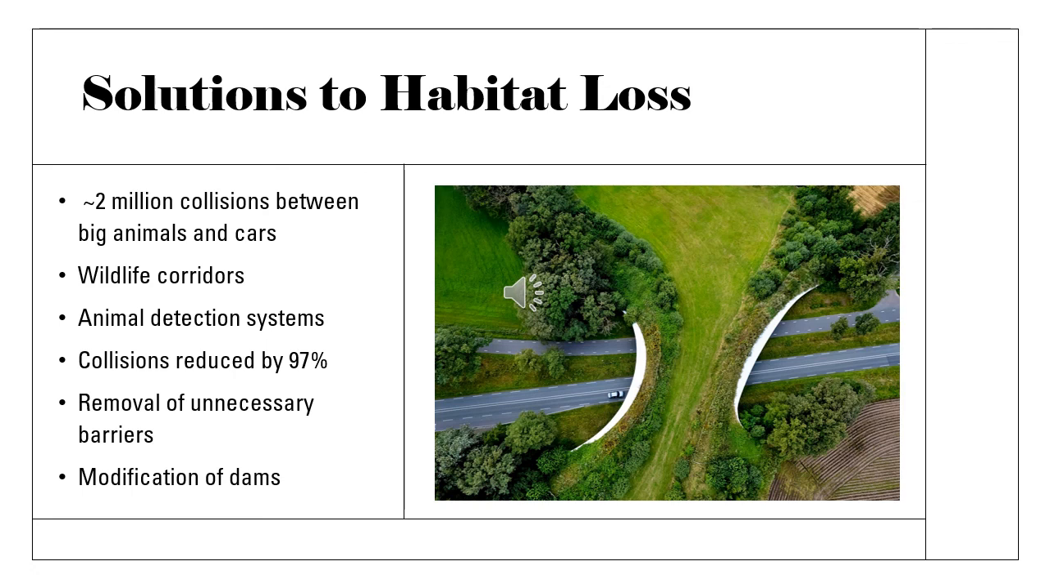A few of these systems even let out sounds and turn on flashing lights to keep the animals from approaching the road. When these structures are implemented, collisions between cars and large animals are reduced by 97%.